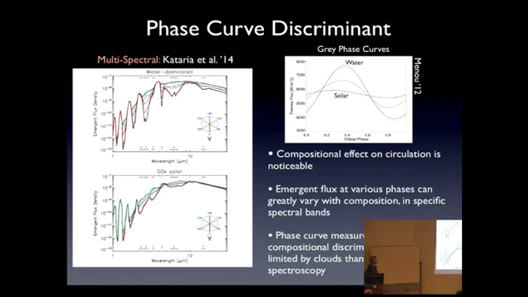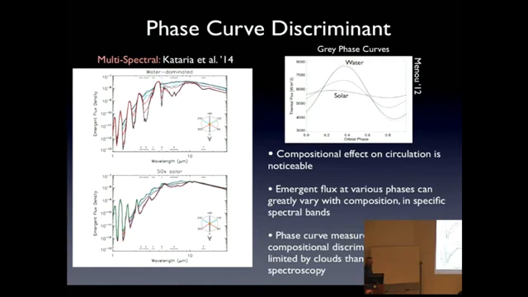Since then, this has been done much better using this multispectral code. And so I think Tiffany Kataria and collaborators have basically shown that you should be able to discriminate the composition in the atmosphere of GJ1214b, and I think more generally mini-Neptunes, super-Earths, by using infrared phase curve, if you're able to get infrared phase curve. So for instance, there's a lot of information in this plot, but I can maybe point to this D band here, which I guess is 4.5 micron.